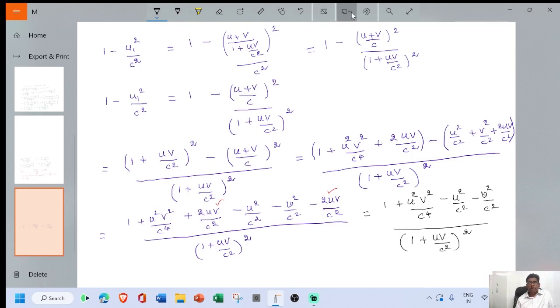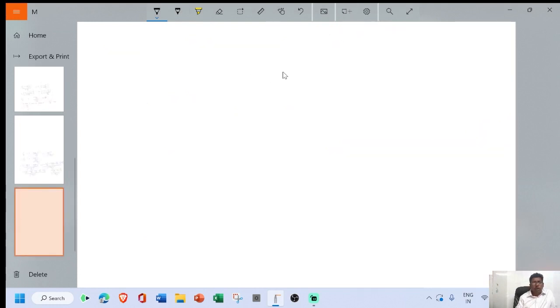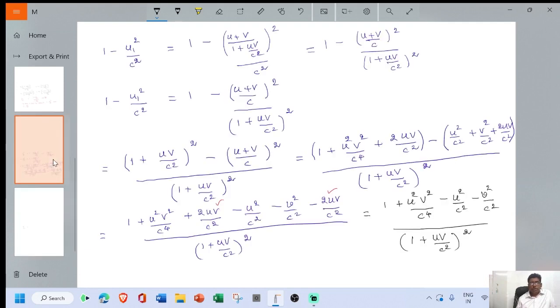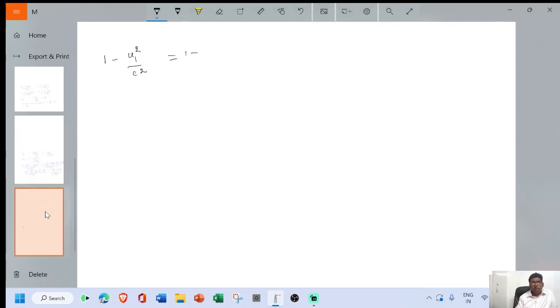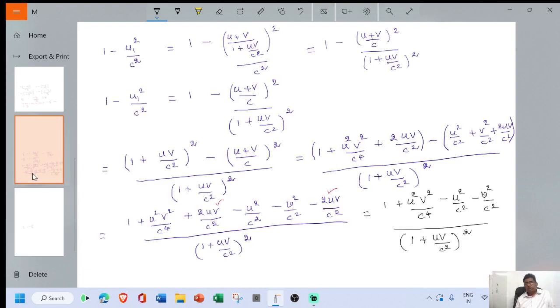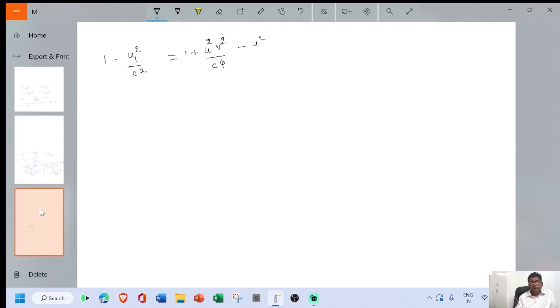Now we have to rewrite this. 1 minus u1 square by c square equals 1 plus u square v square by c power 4 plus u square v square minus u square by c square minus v square by c square, whole divided by (1 plus uv by c square) whole square.